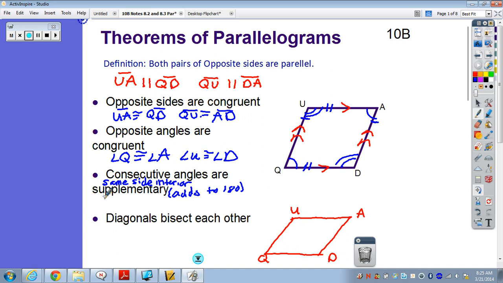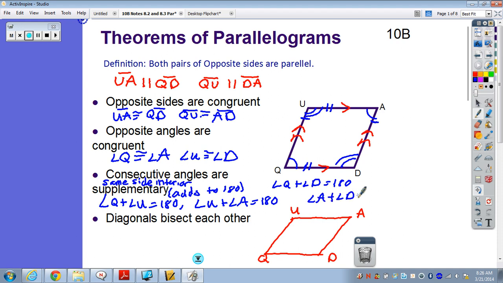So in this case, angle Q plus angle U add up to 180. Angle U plus angle A add up to 180. Angle Q plus angle D add up to 180. And then the last one is angle A plus angle D add up to 180. Okay, so same side interior. They're on the same side of the segment in this case, and they're inside the parallel segments.